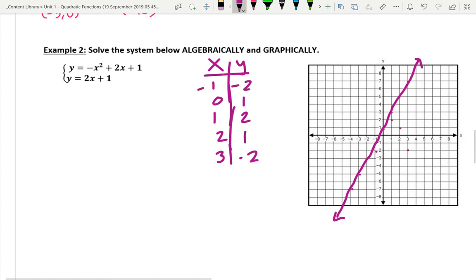Again, I would do that by finding the vertex and then finding the corresponding points that are around that vertex. And so when I plot my parabola, it looks kind of messy in this area. We saw that the point 0, 1 was common to both of them, but I don't know if there's anything else going on in there. So this is where the algebraic method is going to be really helpful to us.